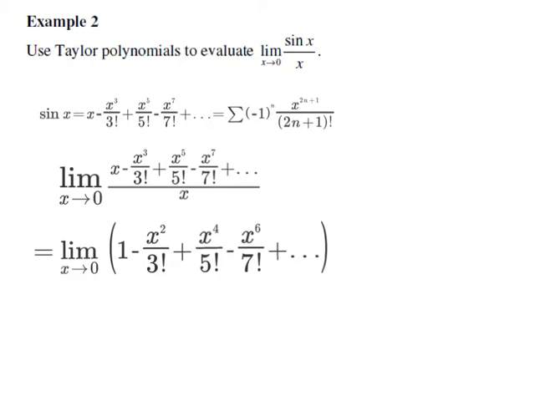Okay, so I'm going to have the limit as x approaches 0 of 1 minus x squared over 3 factorial plus x to the 4th over 5 factorial minus x to the 6th over 7 factorial and so on. If I let x go towards 0, I'll have 1 minus 0 plus 0 minus 0 plus 0 infinitely many times, which is just going to give me a value of 1.